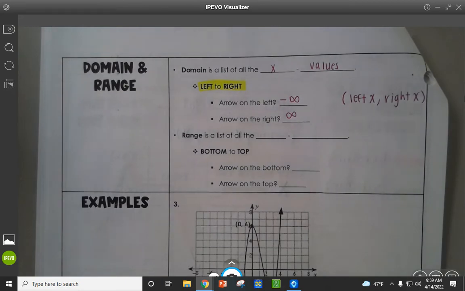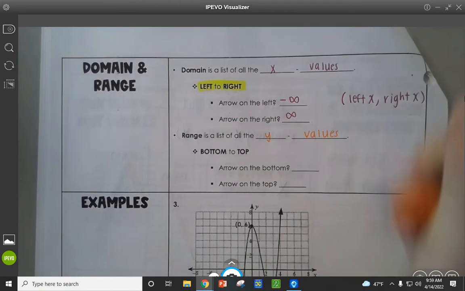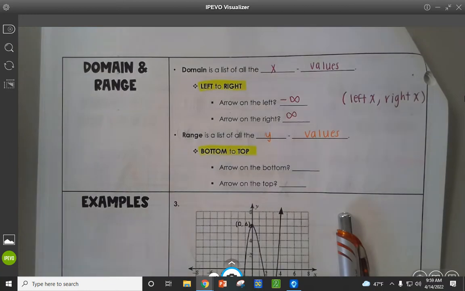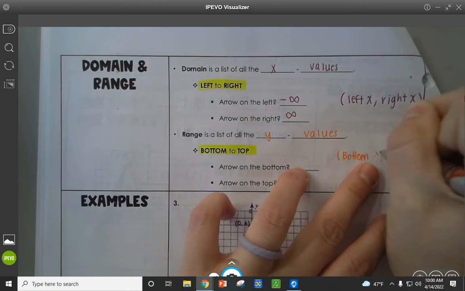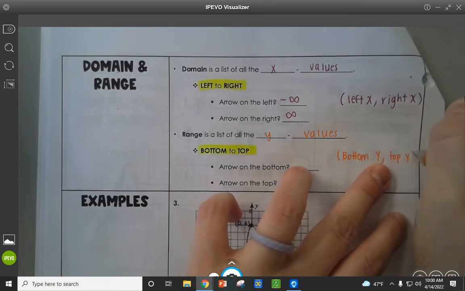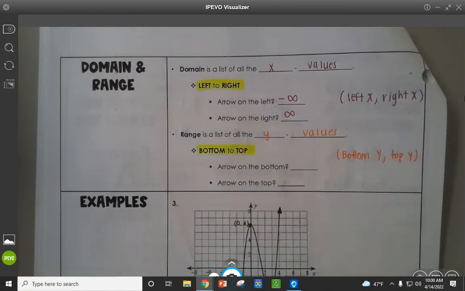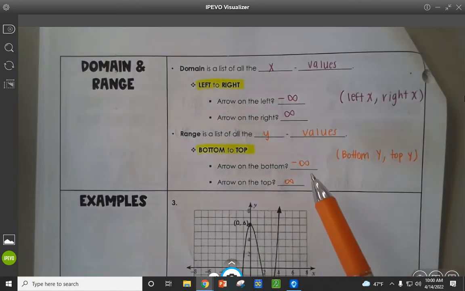Your range is a list of all the y values. And these go bottom to top. And so we'll do parenthesis, bottom y, top y. If you have an arrow on the bottom, any guesses? Negative infinity. If you have an arrow on the top, positive infinity.